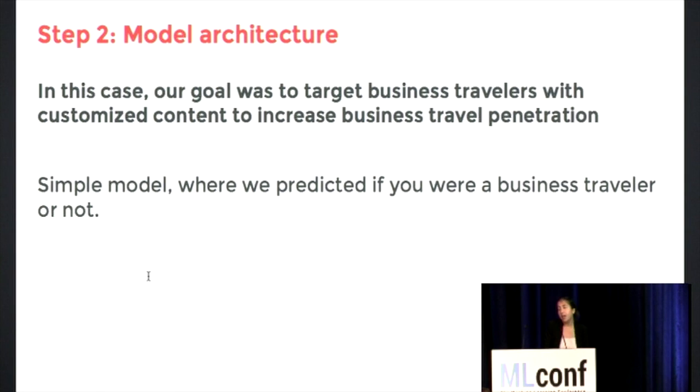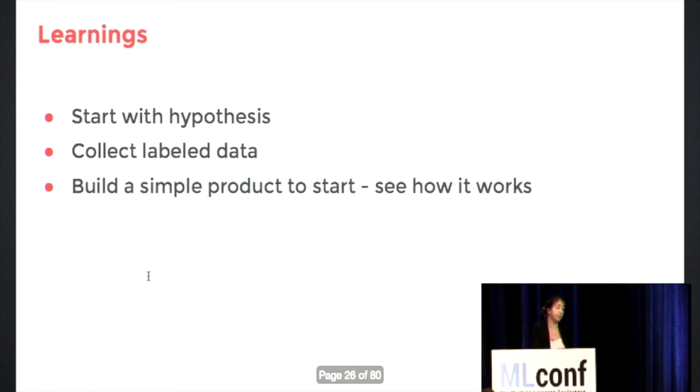And so, because our goal was to target business travelers, we started off with a simple model where we predicted if you were a business traveler or not based on that data that we had initially. And we started with a simple logistic regression, and we found that it performed really well. And we've iterated on it and improved it, but actually this pretty simple formulation has been very helpful to us to then target promotions and other features that we want to show to business travelers.